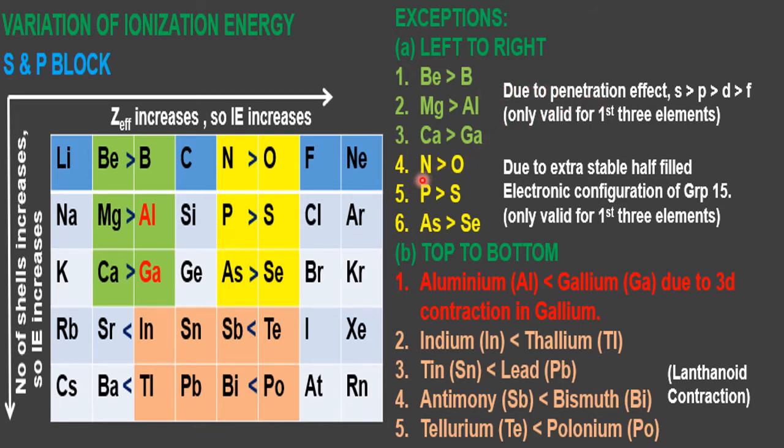Nitrogen is more than oxygen. Again here, if you move from nitrogen to oxygen, we are moving from left to right. As per the rule, left to right, IE should increase, but here it is reversed. We are discussing by taking this area only, not everywhere. The general trend is there, no doubt, but in some areas, when you compare N and O, O should be more than N, but it is the opposite: N is becoming more than O.